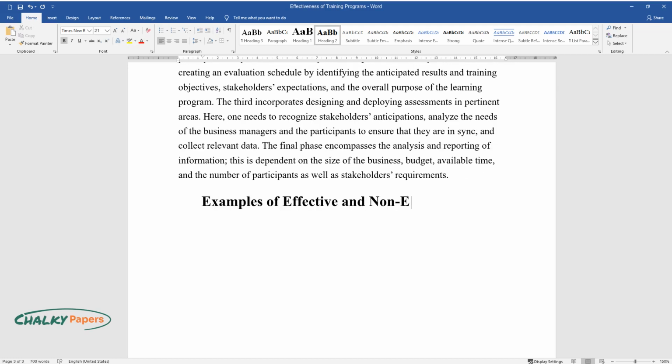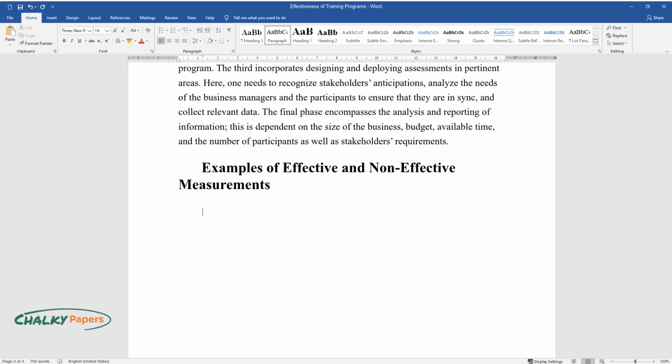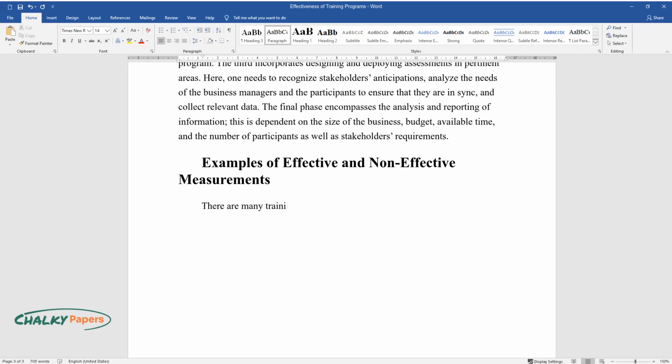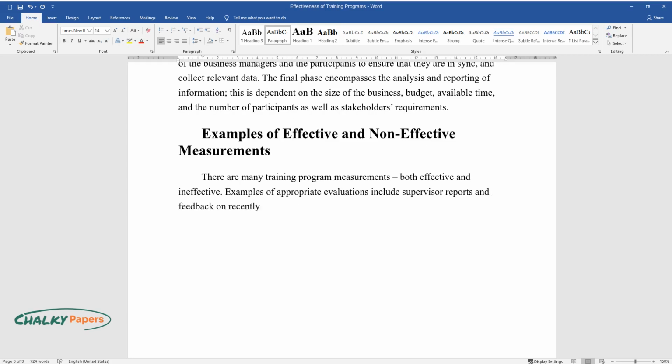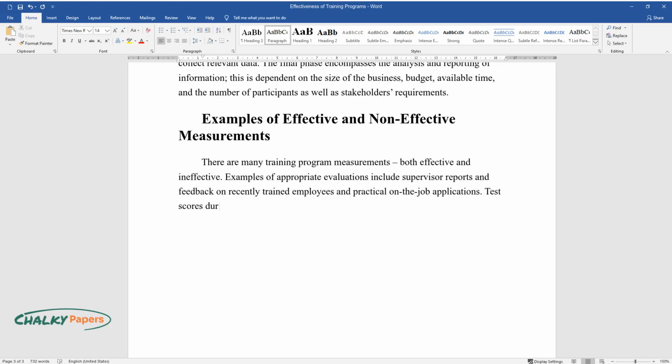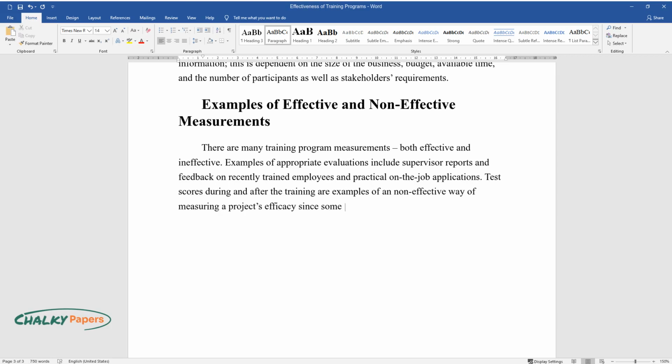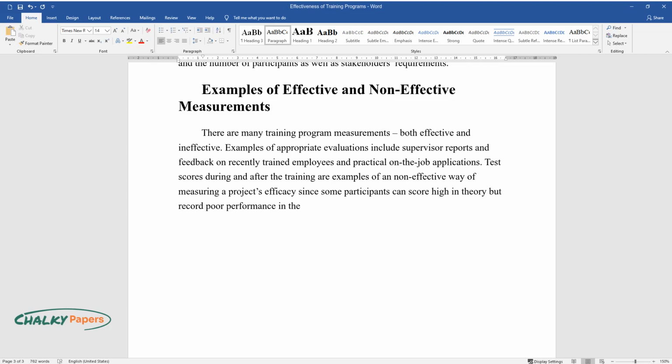Examples of effective and non-effective measurements. There are many training program measurements, both effective and ineffective. Examples of appropriate evaluations include supervisor reports and feedback on recently trained employees and practical on-the-job applications. Test scores during and after the training are examples of a non-effective way of measuring a project's efficacy, since some participants can score high in theory but record poor performance in the practical application of learned concepts.